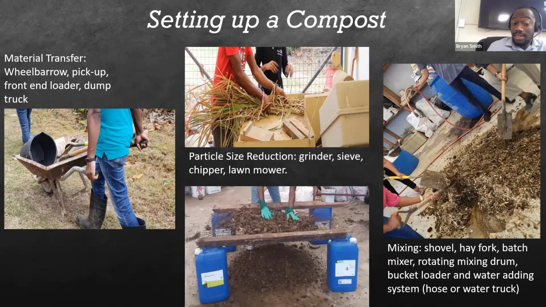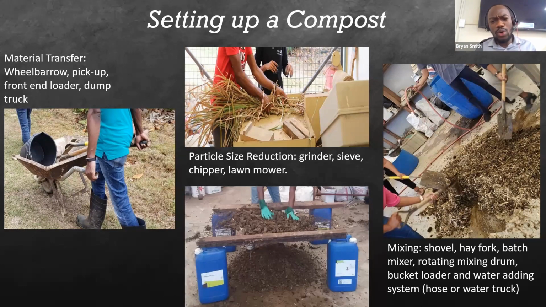We have to look at the materials that we have around us, right? And we know that some of the material that we can use sometimes is our manure, or grass, or weeds, or vegetable waste, and so forth. So we have to transfer the material, and in its simplest form, we can use a wheelbarrow to transfer this material. We can use a pickup, a front end loader, which is a tractor, or a dump truck, and that depends on the scale of the exercise you're carrying out.